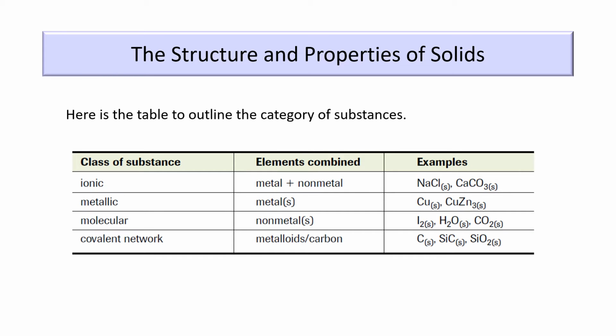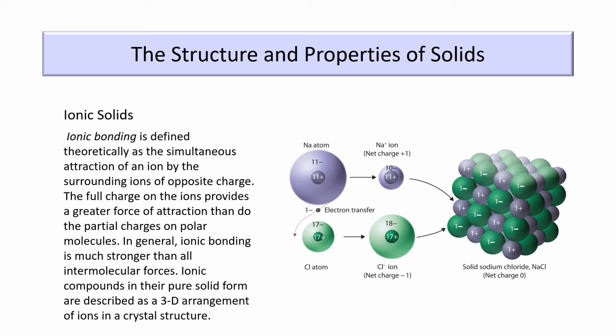Here is a table to outline the categories of substances. We can have ionic, which is between a metal and a nonmetal, and I've given you some examples. Metallic bonding, which is between metals. Molecular, which is between nonmetals. And covalent network, which is between metalloids and carbon. So let's start by looking at the ionic solids.